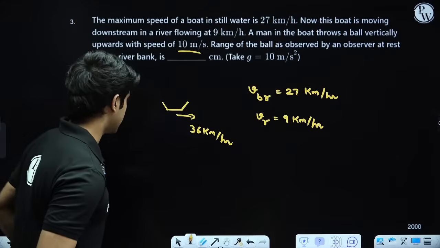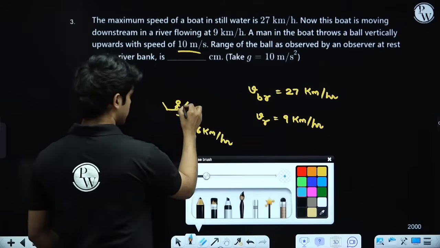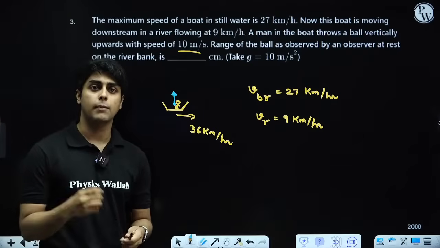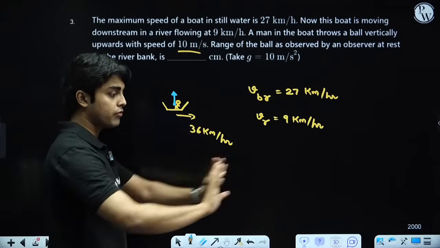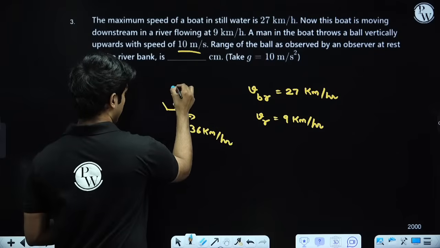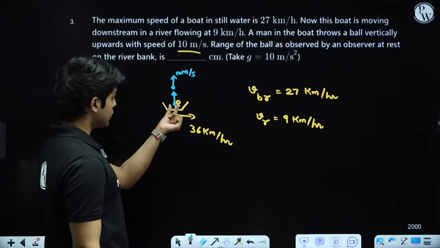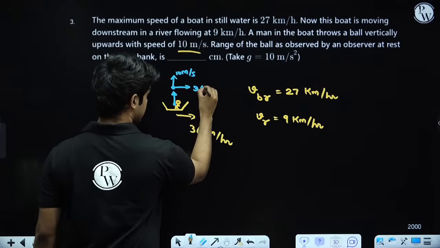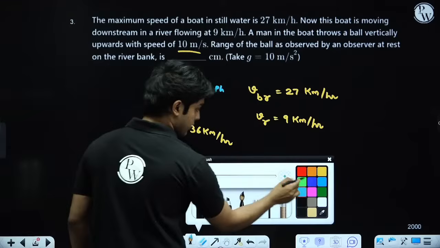Okay. Now the thing is, there's a man in the boat who throws a ball vertically upwards with a speed of 10 meters per second. Okay, so this guy who's in the boat, he throws a ball upwards. When the question mentions that the man throws it upwards, that is of course with respect to the boat. So the guy is moving with the boat and he threw the ball upwards with 10 meters per second. So if this is the ball, it will have the 10 meters per second which the man gave, but this was with respect to the man and the man was moving with 36. So with respect to the ground, the ball will also have a 36 kmph to the right.